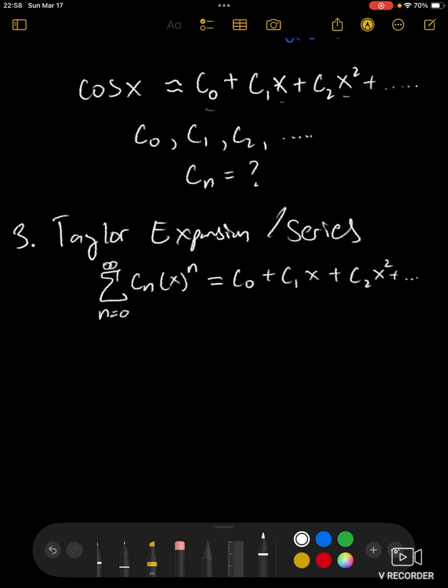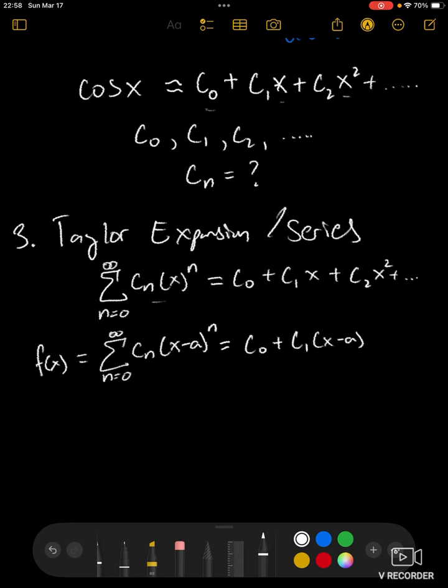But just for the fun of it, let's change this up a bit. Let's say that keeping the same sum from 0 to infinity, keeping that constant, we're going to say x minus a to the power of n. And then this series would be c0 plus c1 times x minus a, plus c2 times x minus a squared, plus so on and so forth.